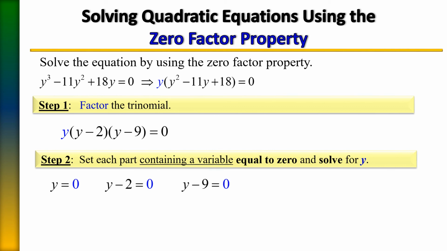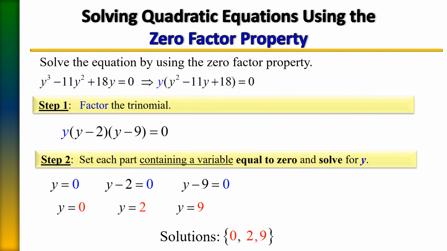And so one of them, the first one is already solved for you, y equals 0. For the second one, to solve for y, we would need to add 2 to each side. And for the last one, to solve for y, we would need to add 9 to each side. And here we have 3 solutions. Our solutions are 0, 2, and 9. And there you have it, solving an equation using the zero factor property.